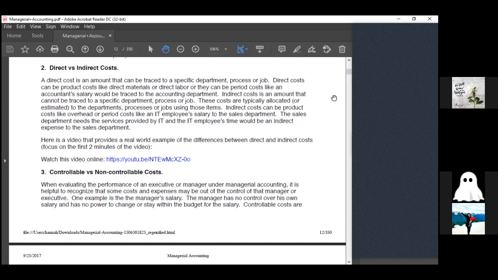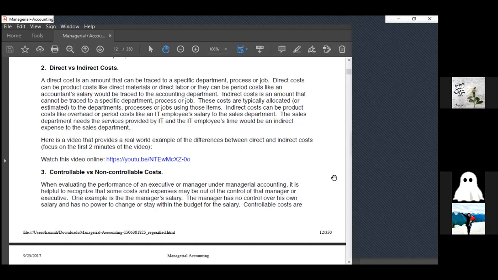They may be more or less, right? So that is why rent is an indirect cost, because it is not connected directly to your product. Whereas the wood is a direct cost because it is connected directly to your product, that is furniture. So that is what they mean by direct and indirect costs here.